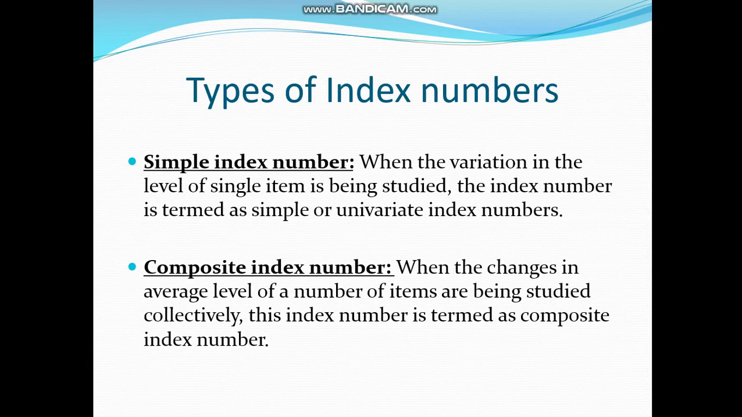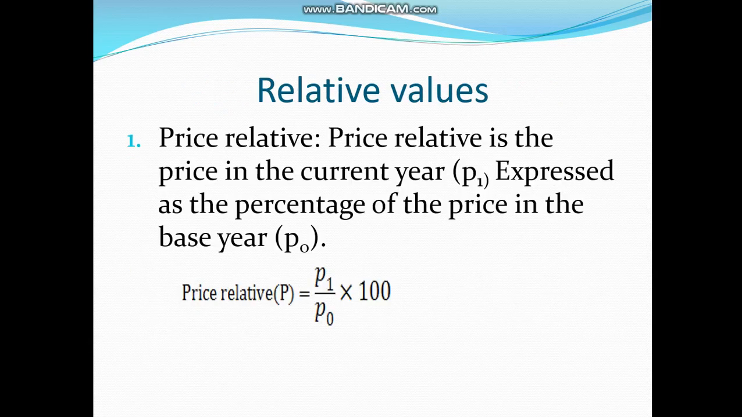Then, based on the number of items that we have considered, index numbers can be classified into two. The first one is the simple index number. A simple index number means here only a single item's behavior or variation is studied. Like I gave you the example of gold, right? There we are studying only the behavior of gold, or the variation in the price of gold. So it is a simple index number.